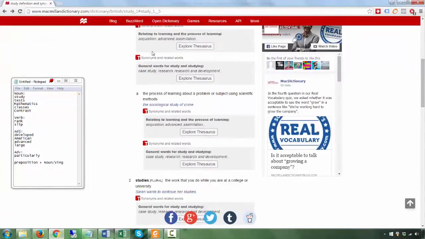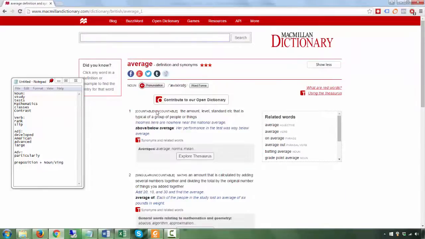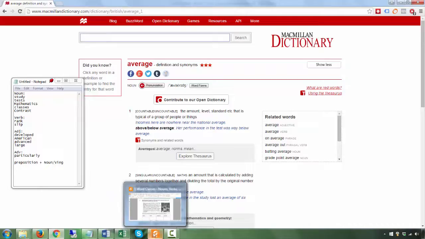Okay, if you go to Macmillan, you can see again there. As you can see here again, what are they testing? See, average could be a noun. Average could be an adjective. Average could be a verb. Okay, 3 word classes, and the reason why the noun comes out first is because it is the most common use of the word average. It's normally used as a noun. Okay, so 3 word classes here.